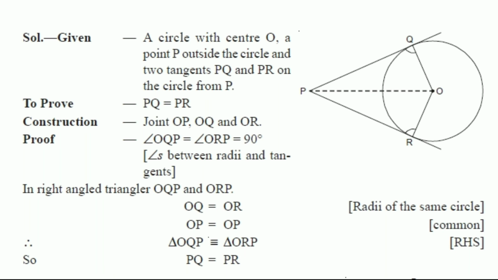In this way, we make the conclusion that from a point that lies outside the circle, we can draw only two tangents, and these two tangents are of equal measure, of equal length.